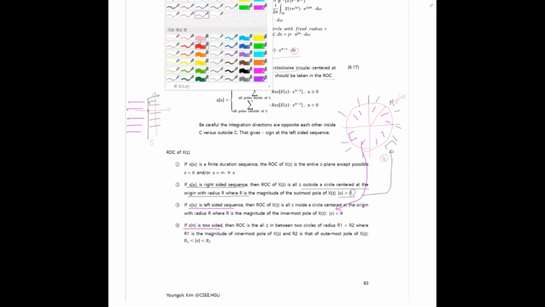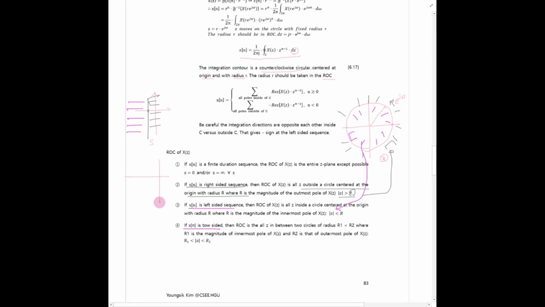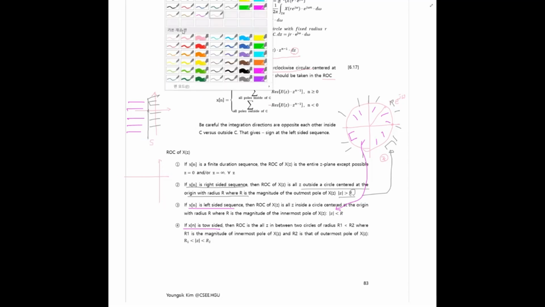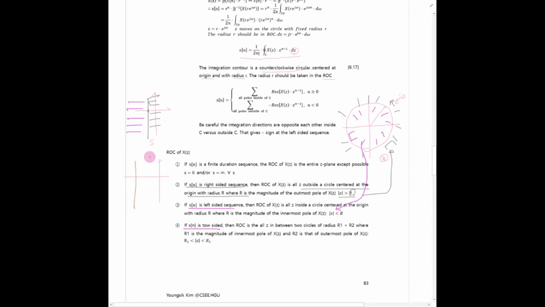If x[n] is a two-sided one, then in the Laplace domain, certain zones existed. So in the Laplace transform, the region of convergence is in certain zones, between the right side and left side of these poles. Then in the z transform, it is a certain donut, like this one is R1 radius, and this one is R2 radius. Then this can be expressed in between these circles.